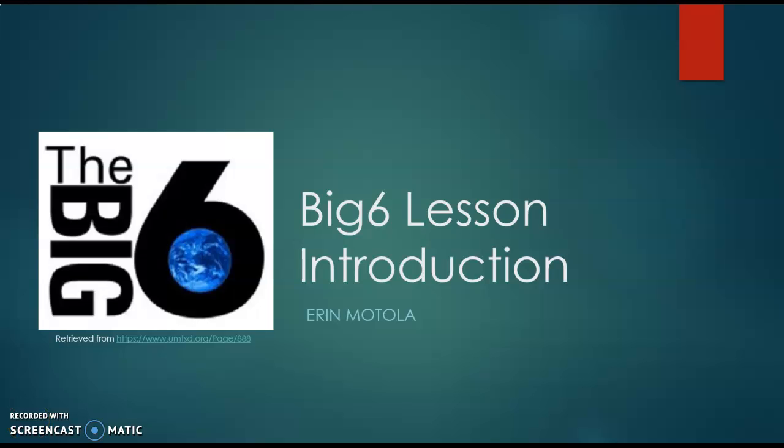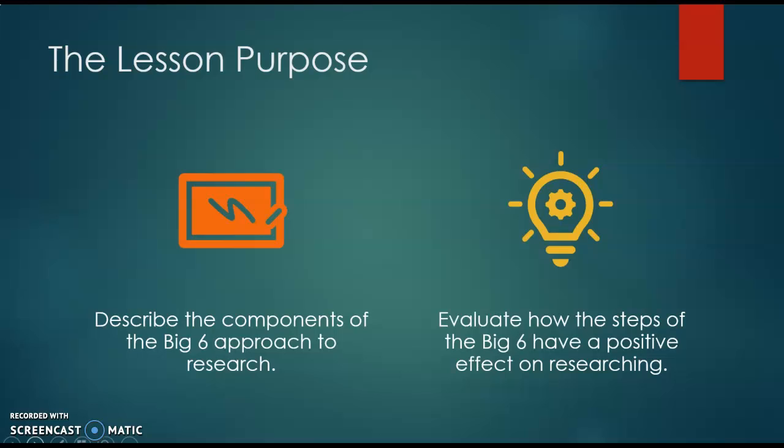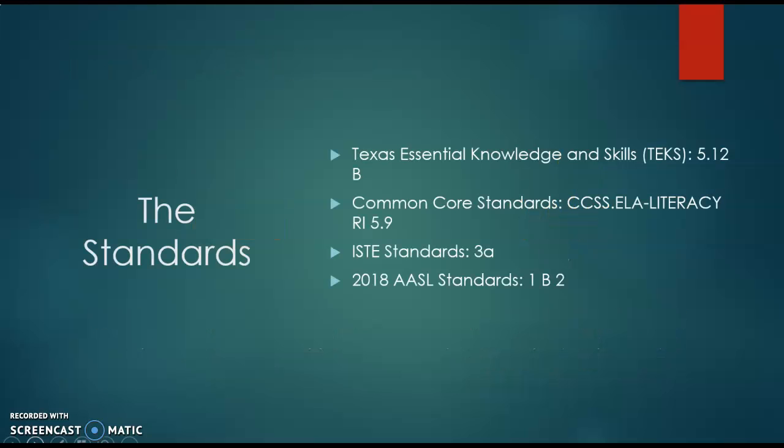Motola. Today I will be presenting an introductory lesson on the Big 6 approach to research. For this lesson, there are a few objectives that we are trying to meet. The first objective is that students will describe the components of the Big 6 approach to research. And next, we will evaluate how the steps of the Big 6 have a positive effect on researching. So you all will be able to identify and describe the 6 components, and you will also think critically about how the steps of the Big 6 help you when you're conducting research.